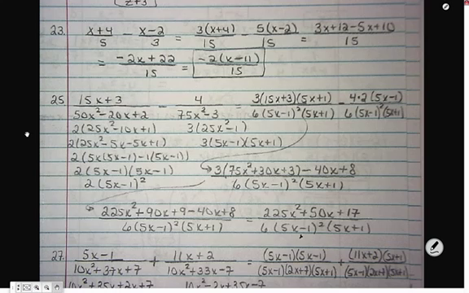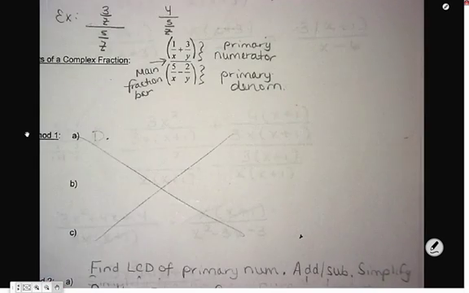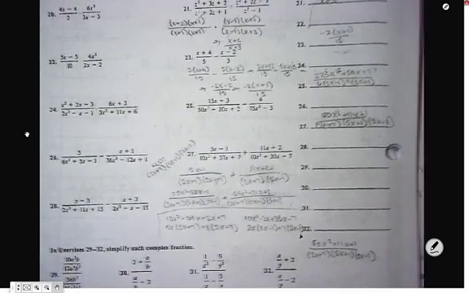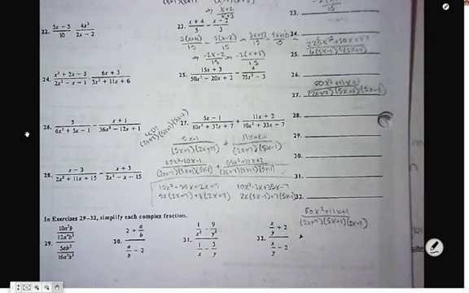Any questions? Okay, Amina's up with 27. Okay, so you start by factoring the bottoms of both fractions, and you get 5x plus 1, 2x plus 7, and then 2x plus 7, 5x minus 1. So the LCD is 2x plus 7, 5x plus 1, 5x minus 1.